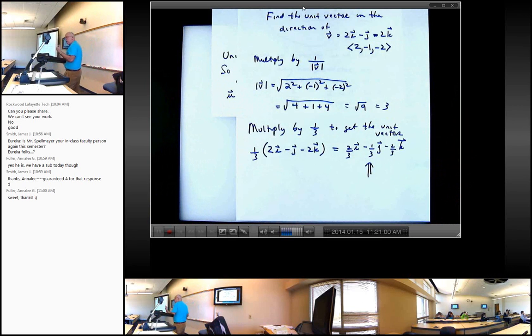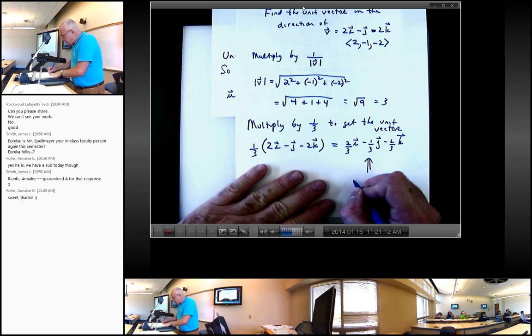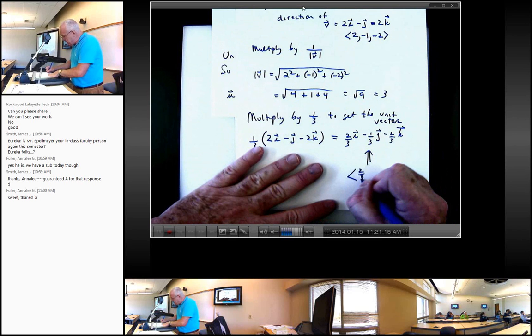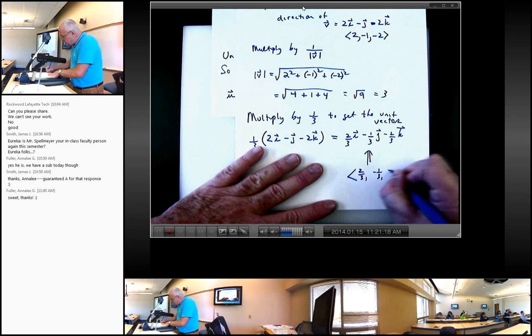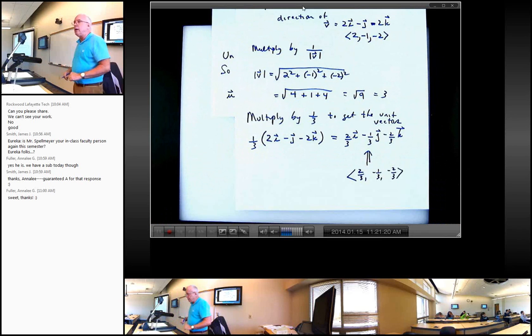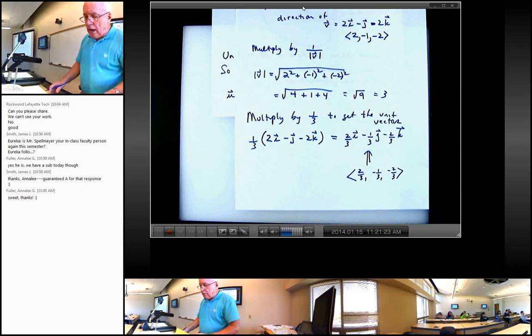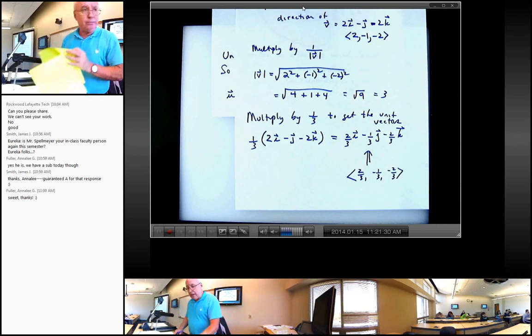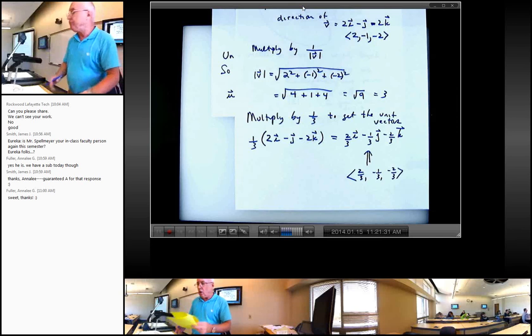And you can certainly, if you want to, check by taking the square root of the squares of all those components. You'll come up with a length of 1. Or another way I can write it is just using the angle brackets, 2/3, minus 1/3, minus 2/3. Okay, either way. So know how to get the corresponding unit vector by multiplying by 1 over the magnitude.